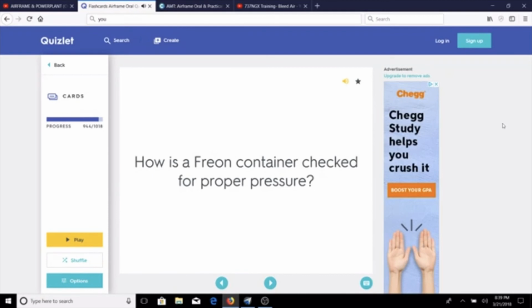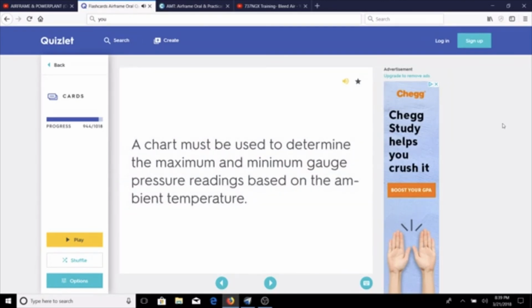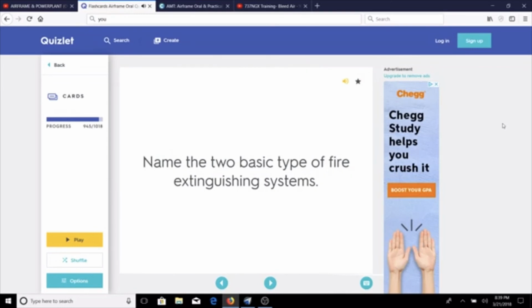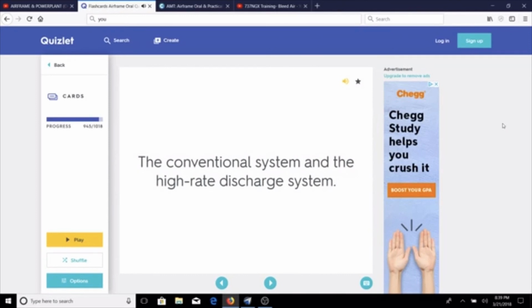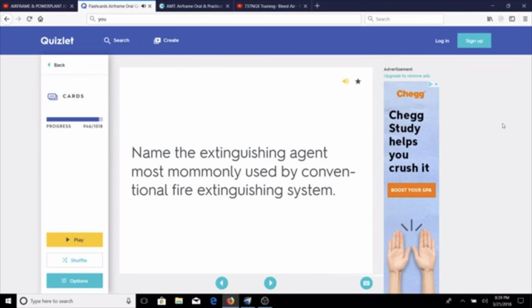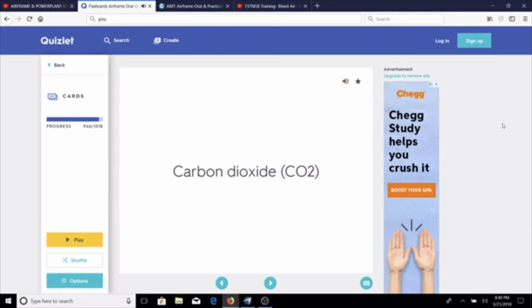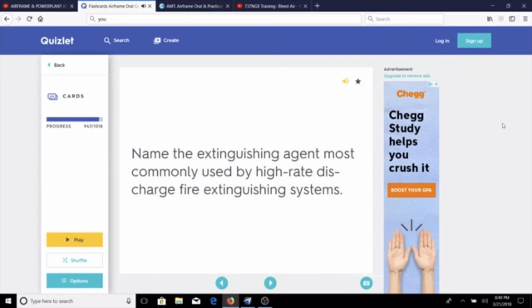How is a Freon container checked for proper pressure? A chart must be used to determine the maximum and minimum gauge pressure readings based on the ambient temperature. Name the 2 basic types of fire extinguishing systems. The conventional system and the high-rate discharge system. Name the extinguishing agent most commonly used by conventional fire extinguishing systems. Carbon dioxide. Name the extinguishing agent most commonly used by high-rate discharge fire extinguishing systems.